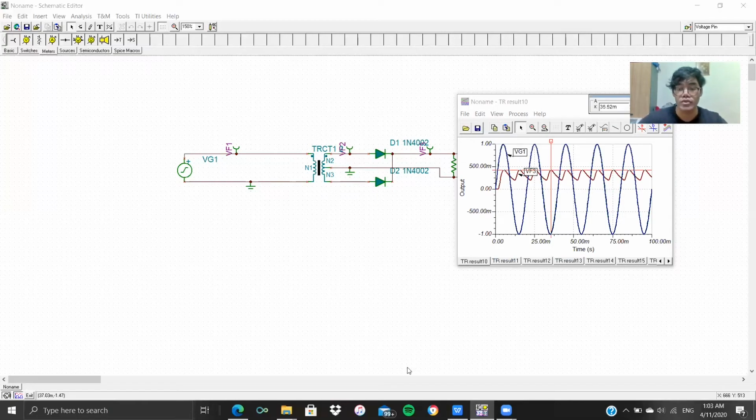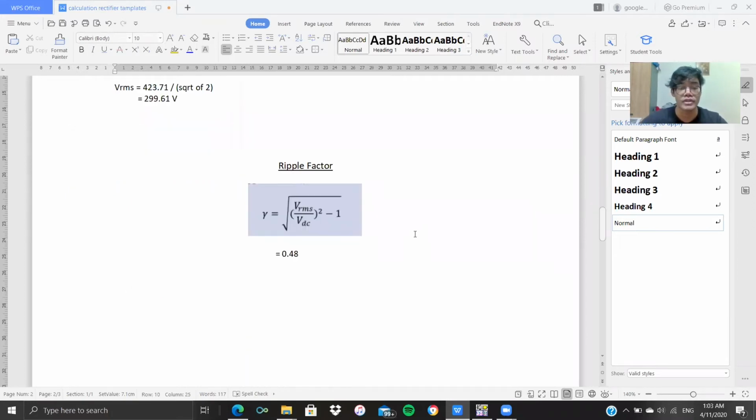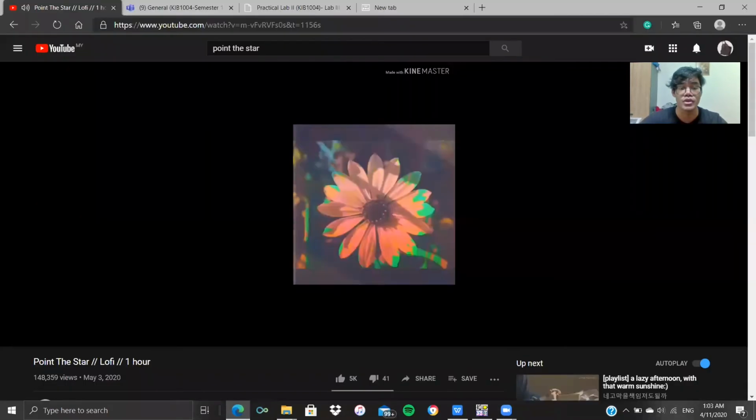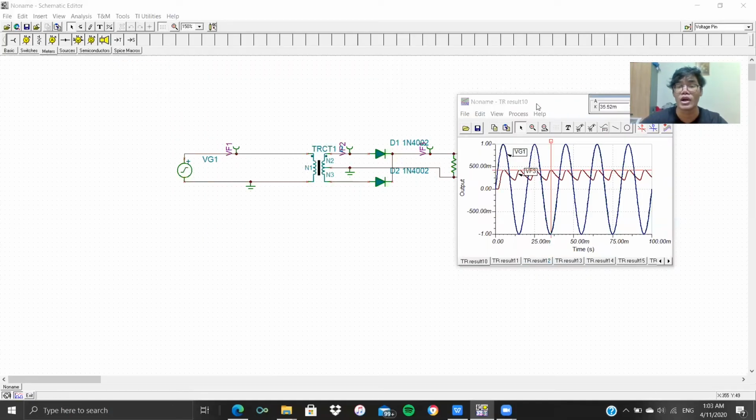After I get this value, I'm going to calculate it. By using the formula of average output voltage, I should get my VDC equal to 269.74 volts. For my VRMS, I should get 299.61 volts. And for the ripple factor, by using the formula, I should get 0.48. Next, after the ratio 1:2, I'm going to find the ratio for 1:4.